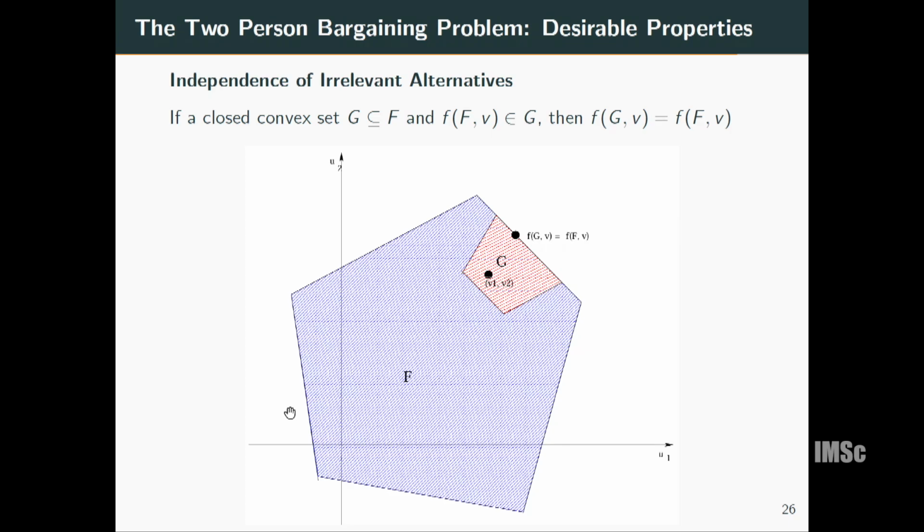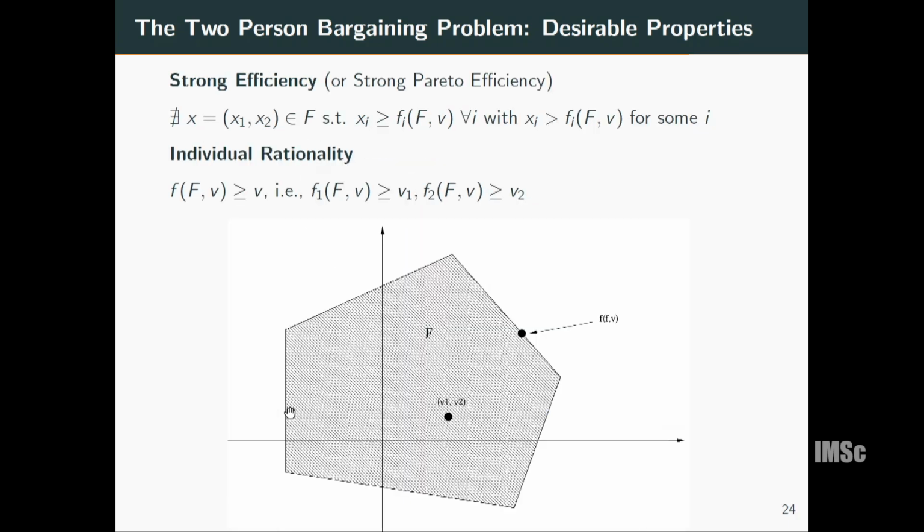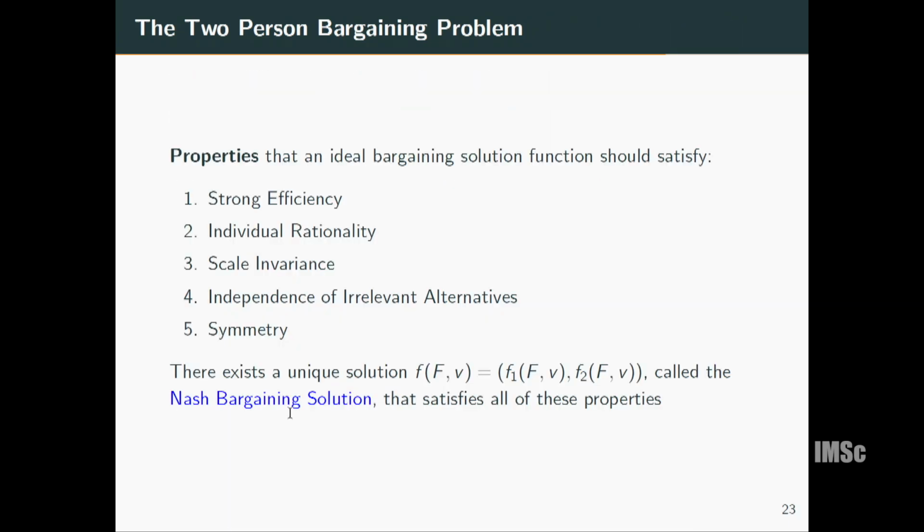Yeah, but we want a solution which is Pareto optimal. So that's why we are only looking at those. We are actually looking for the solution which satisfies all the 5 properties. Obviously, Pareto optimality is the first property.